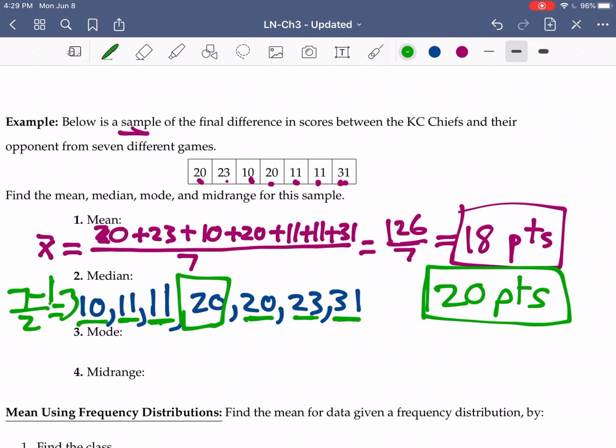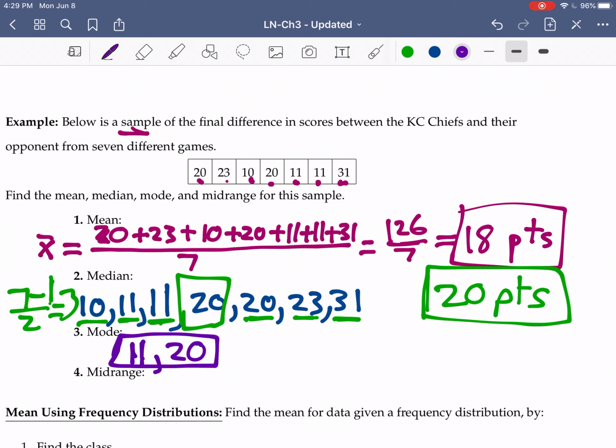The mode is the number or numbers occurring with the greatest frequency. 11 shows up twice, and 20 also shows up twice. So this data set has 2 modes, both 11 and 20. I know I said we don't usually use it for quantitative data, but here, for the sake of simplicity, we're going to just find a mode here.